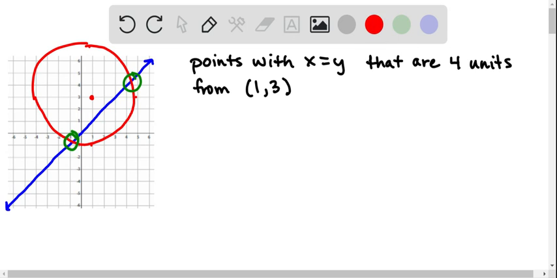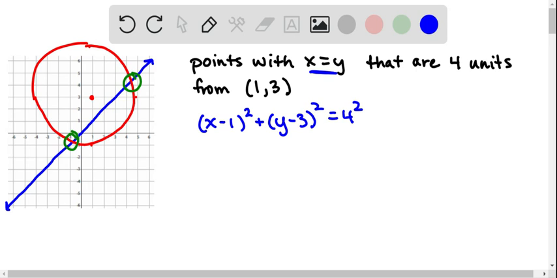We know the center of the circle, we know the radius of the circle, so we can substitute those numbers into our center-radius form, and we get (x − 1)² + (y − 3)² = 4². And we also know that x equals y, so let's substitute x for y or y for x, it doesn't matter which. How about (x − 1)² + (x − 3)² = 16? And we're going to solve this equation for x.